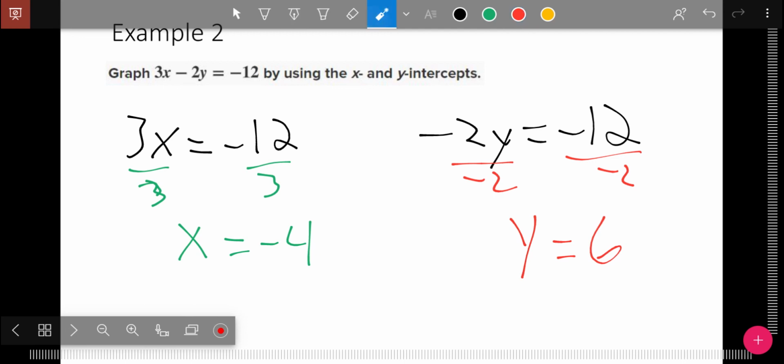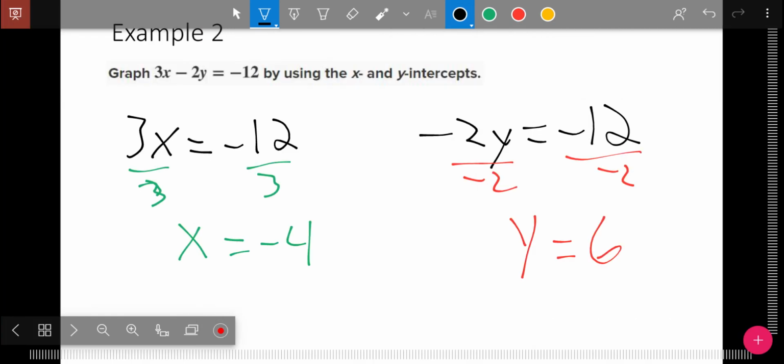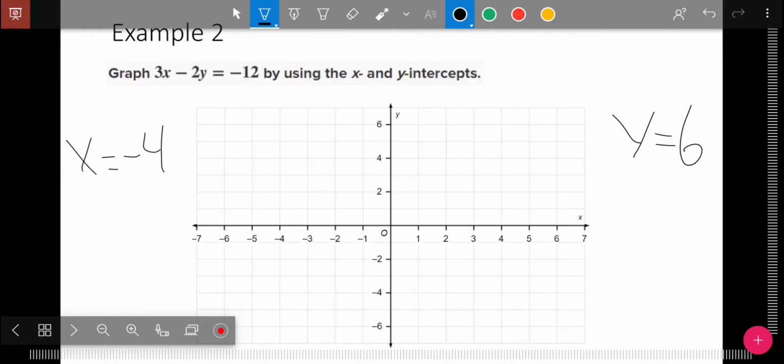Again, to find the x-intercept, I just cover up the y. To find the y-intercept, I just cover up the x. And then I use those intercepts. I had x equal negative 4. I had y equal, what was it, 6? Yep, y equaled 6. And so I graph those points. Negative 4 on the x is right here. 6 on the y is right there. I play connect the dots, and I'm done.